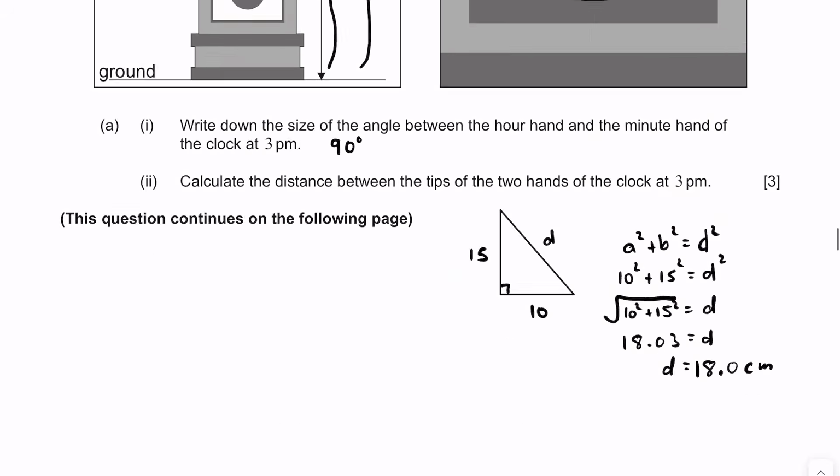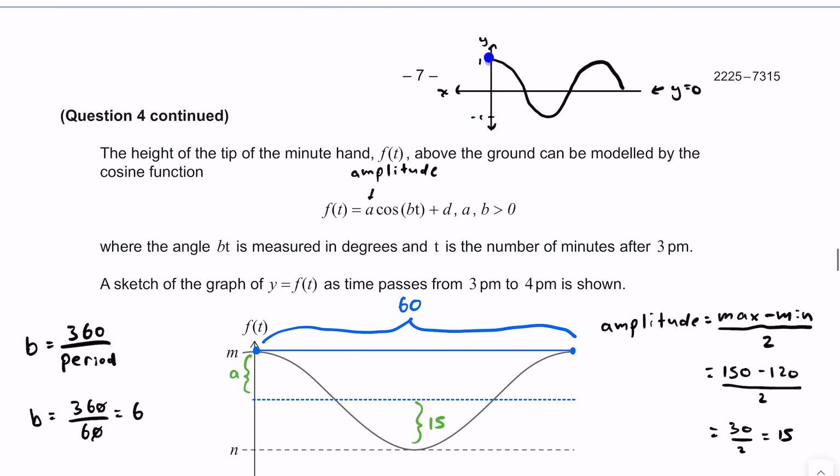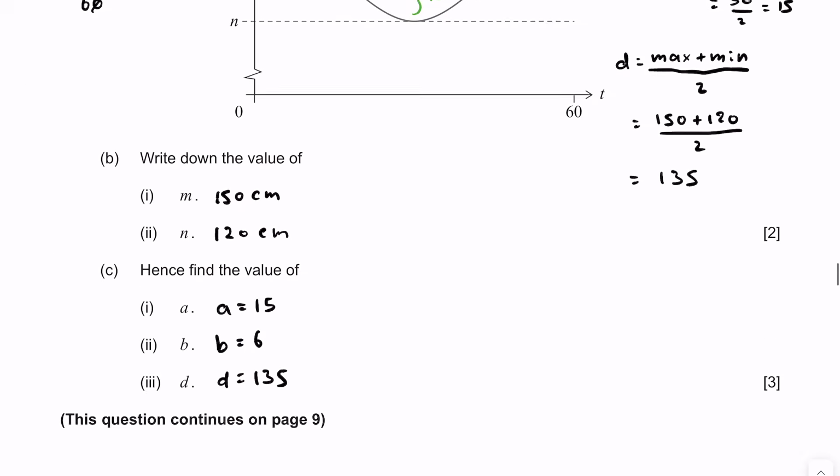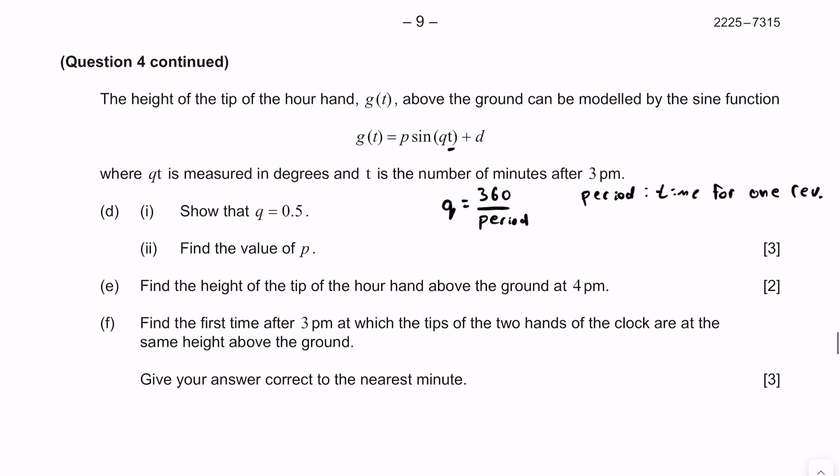And that's what our period is. How long does it take to sweep through one revolution? Okay, so period is itself equal to 720 minutes, which once again we found out by 12 times 60.